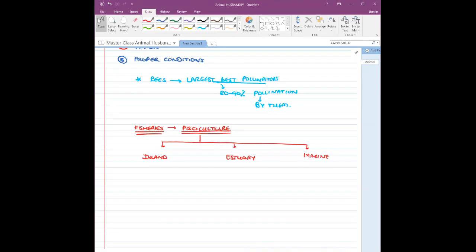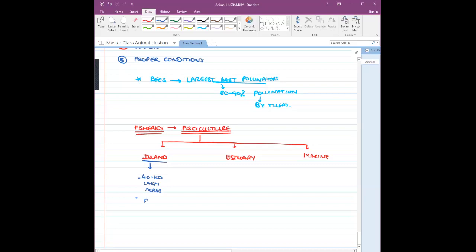So guys, when we talk about your inland fisheries, basically what happens, in India we have an extensive coastline. We have around 40 to 50 lakh acres of the entire coastline. And when we have this 40 to 50 lakh acres of the entire coastline, we are going to have a large number of things inside of it. So what are we talking about?